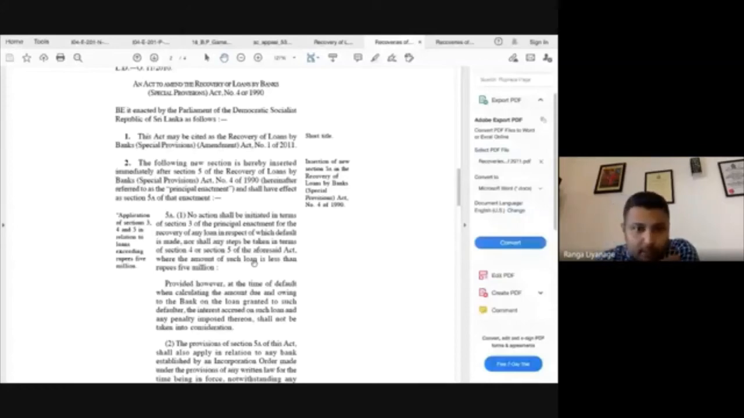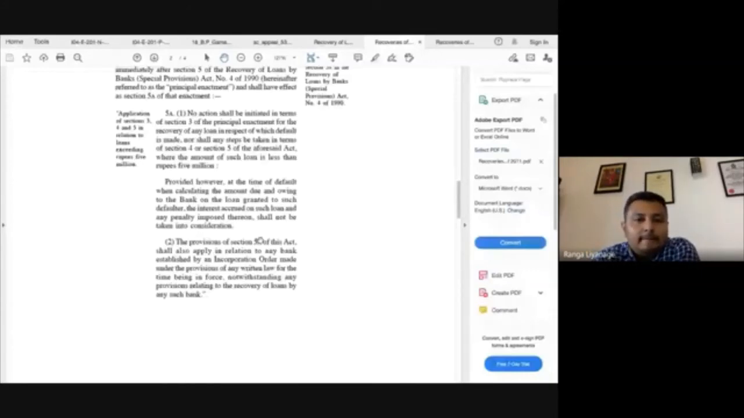So, when they are deciding that default is made, section 3 says default on principal, interest or both, then it triggers. But this says, despite that, if the loan amount is less than 5 million, even if there is a default, you can't go with Parate action. At the time of default, when calculating the amount due and owing to the bank, that is to check whether it's over 5 million or less than 5 million on the loan granted to such default, the interest accrued on such loan and any penalty cannot be taken into consideration, right?